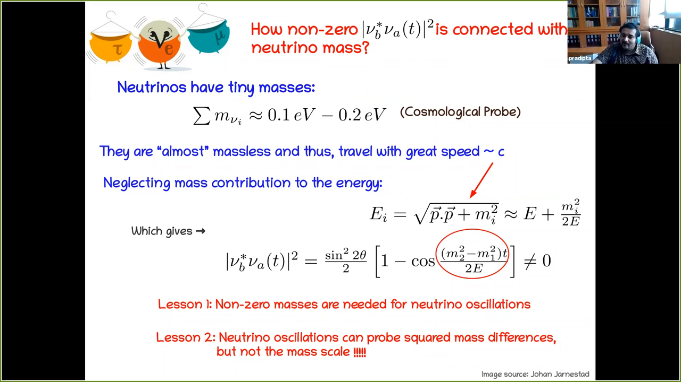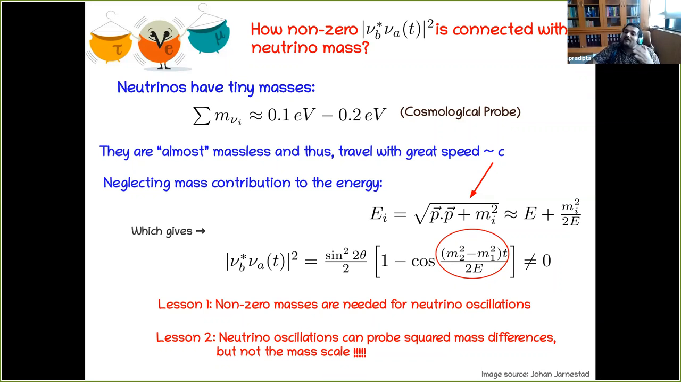Massive neutrinos, oscillation. And second, the factor appearing with this cos term is m2 square minus m1 square, not m2 square or m1 square individually. So the second take-home message is that the probability of neutrino oscillation is sensitive to the mass square difference, not the mass scale. This is one important observation, because many times when you do this exercise, you have the idea that neutrino oscillation is the reason by which you can prove the neutrino mass. Neutrino oscillation is just a confirmation that neutrinos are massive in nature. And the only information you can extract from an oscillation experiment is the mass squared difference.